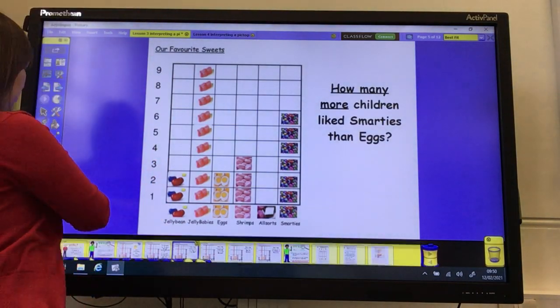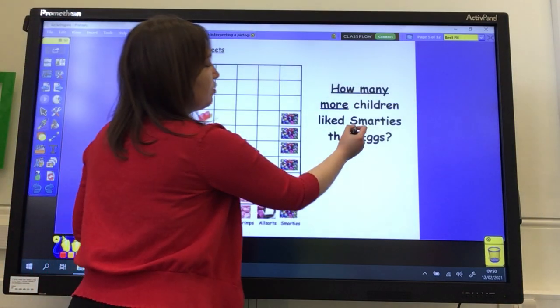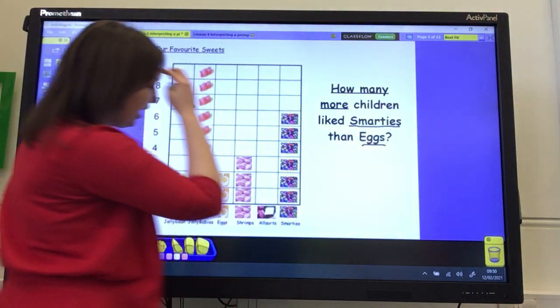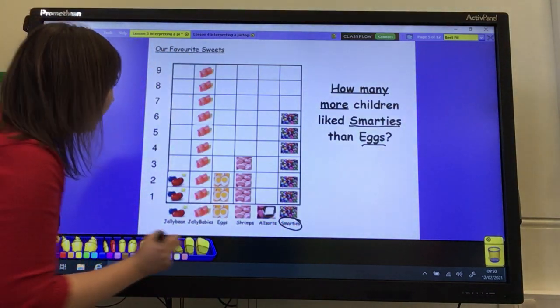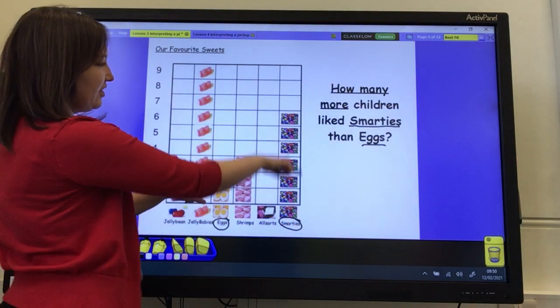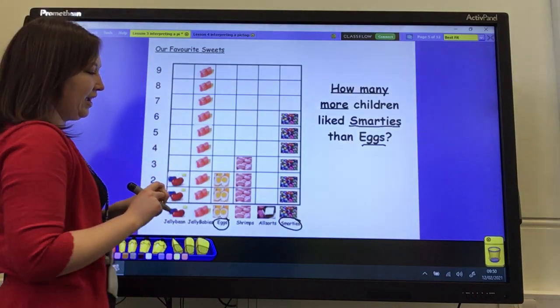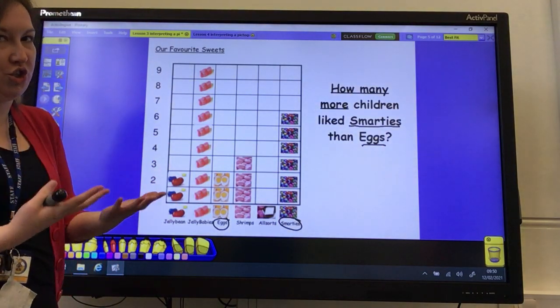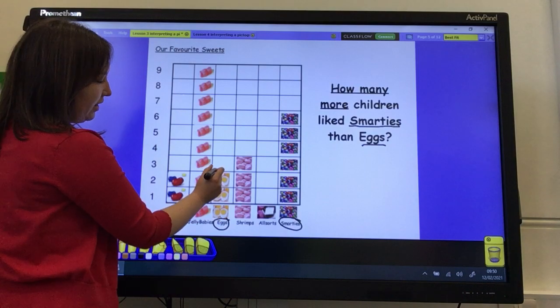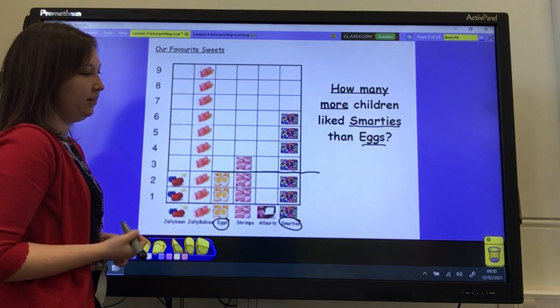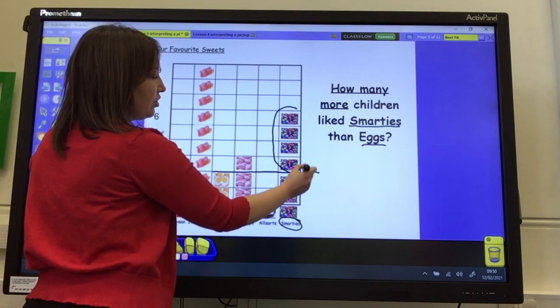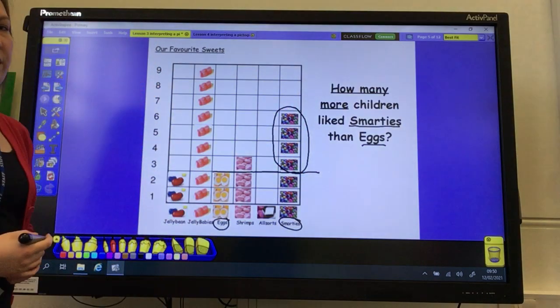So how many more people chose or liked Smarties than eggs? So I'm looking at Smarties here and I'm looking at eggs here, and I can see that Smarties is taller than eggs, but I need to find out how much taller. So I'm going to go from eggs and I'm going to do my line across here, and then I'm going to count all of these ones up above.